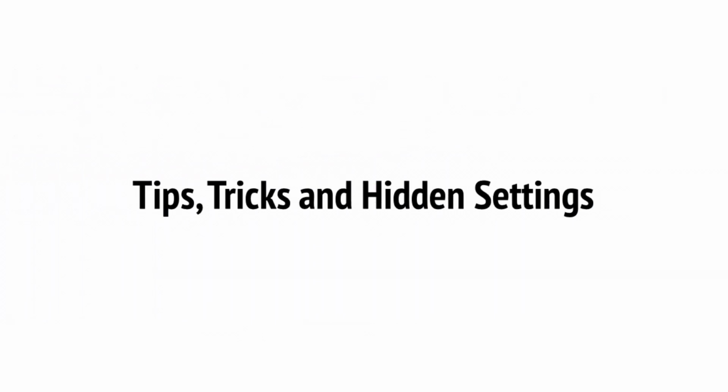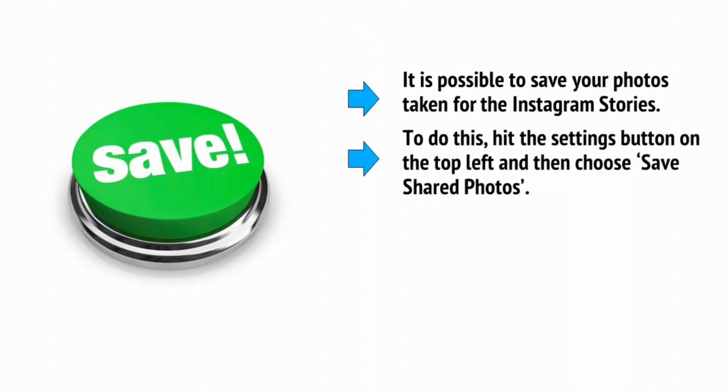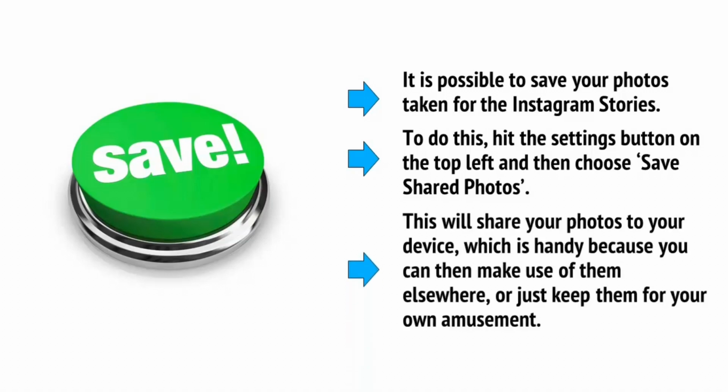There are a few more tips, tricks, and hidden settings that won't immediately be apparent when you first start to use these new features. For starters, it is possible to save your photos taken for the Instagram stories. To do this, hit the Settings button on the top left and then choose Save Shared Photos. This will save your photos to your device, which is handy because you can then make use of them elsewhere or just keep them for your own amusement.